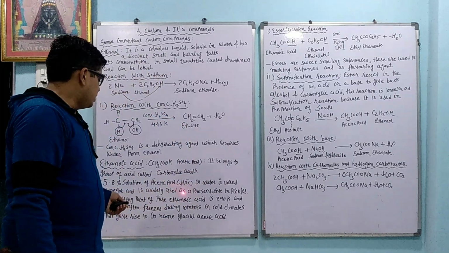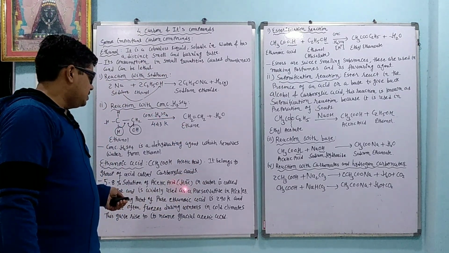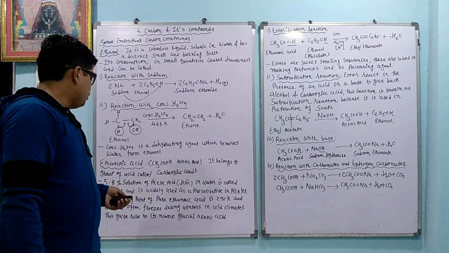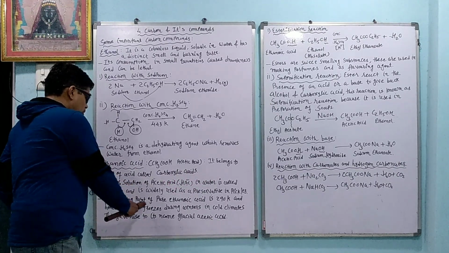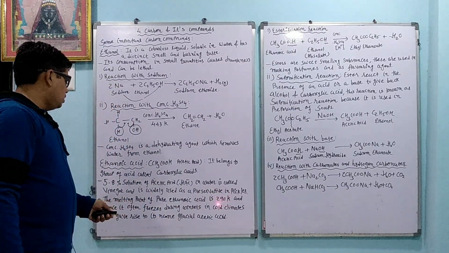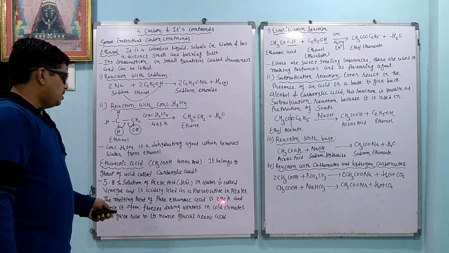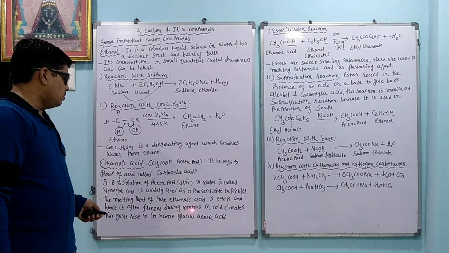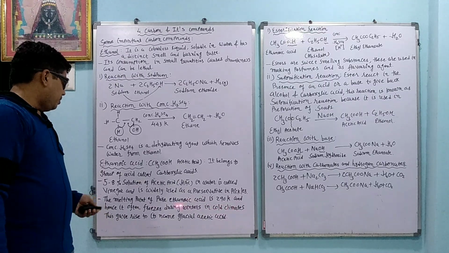Dear student, acetic acid can also be represented as HAc, with a line drawn above the Ac. The melting point of pure ethanoic acid, or acetic acid, is 290 Kelvin, and hence it often freezes during the winter in cold climates.